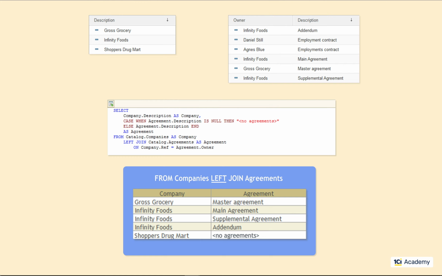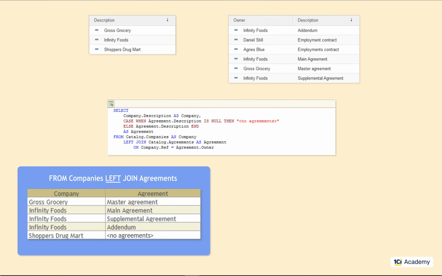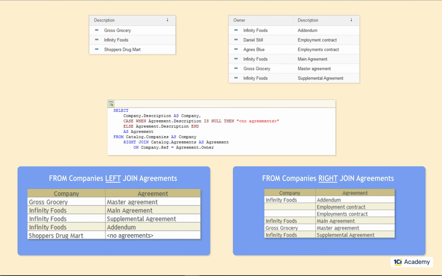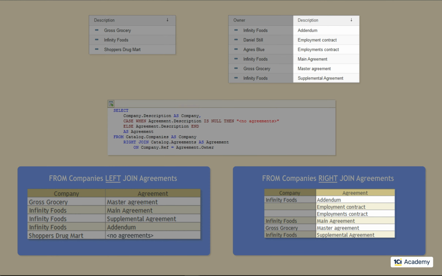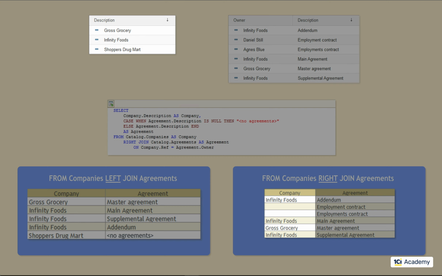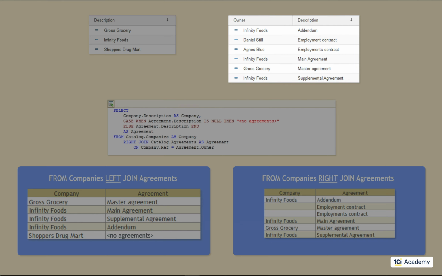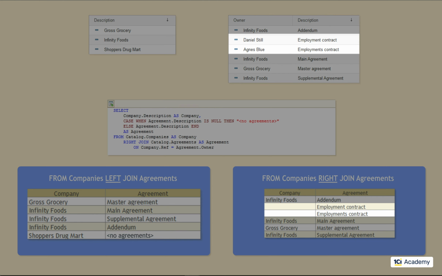So this was the left join. What happens if I change it to the right one? This is what. This time, the query took all the records from the table to the right of the join and filled out the company column with matches found in the left table. So the Shoppers Drug Mart didn't make it to the results because no agreements belong to it. Instead, there are these 2 records that have nothing to do with my suppliers, the cashiers' employment contracts.